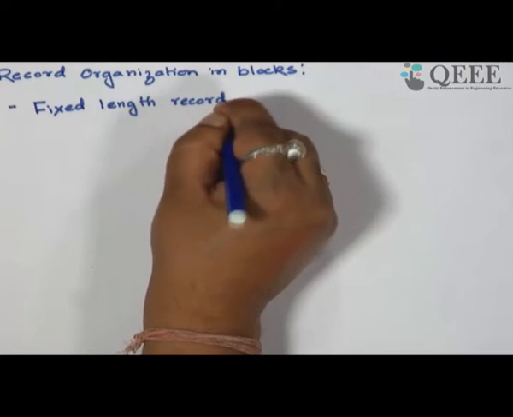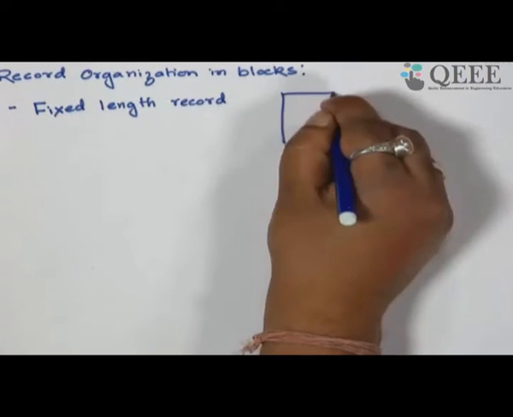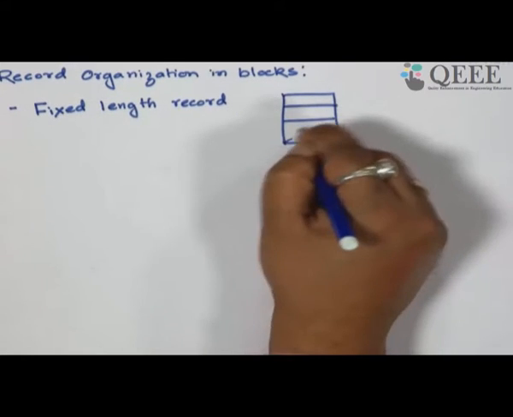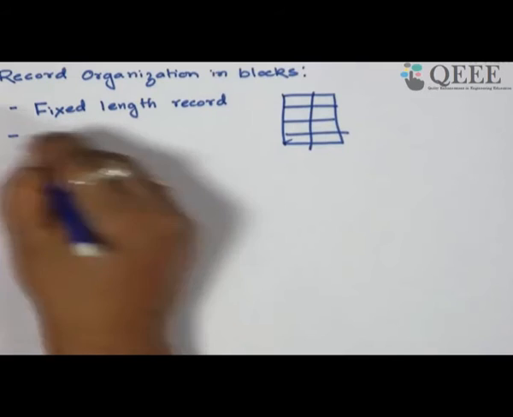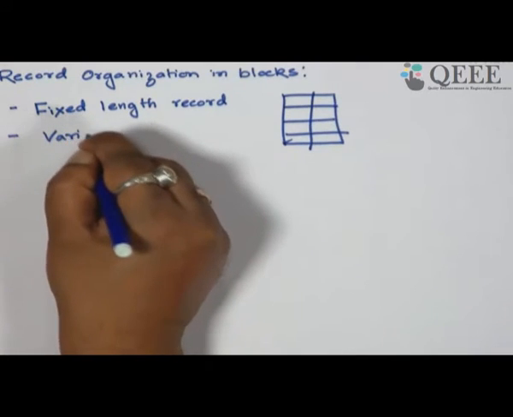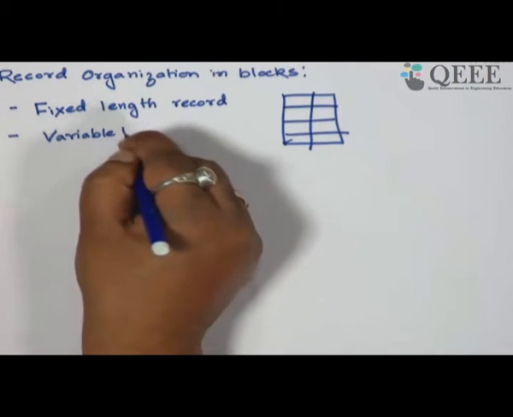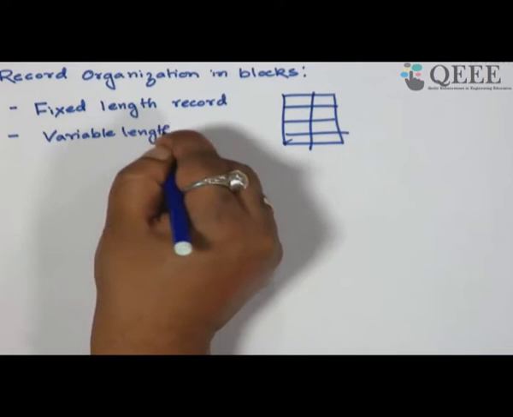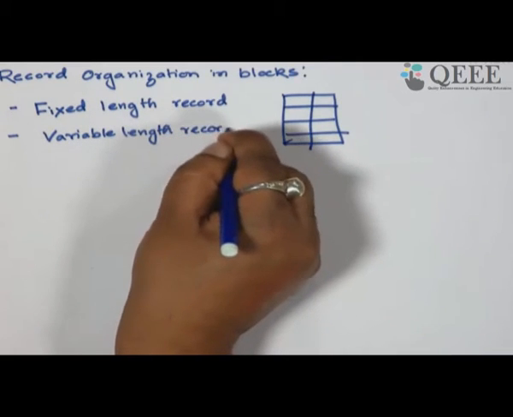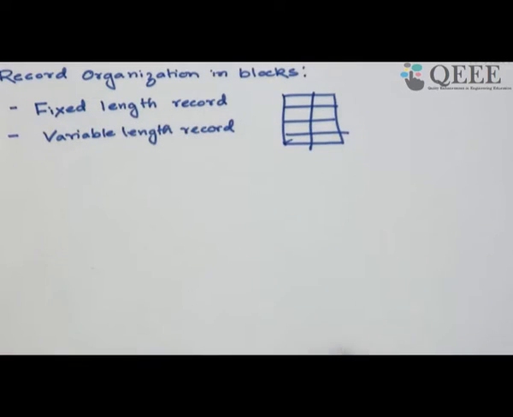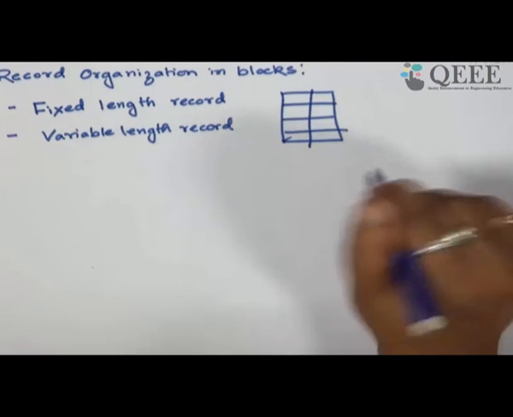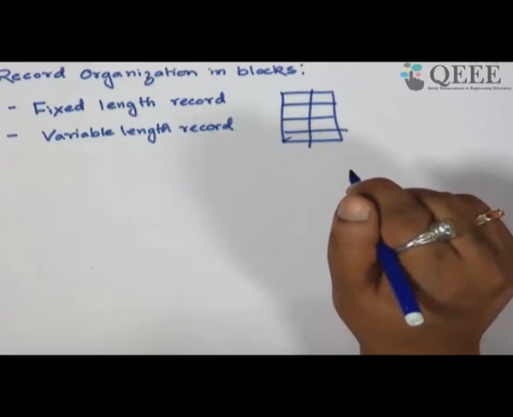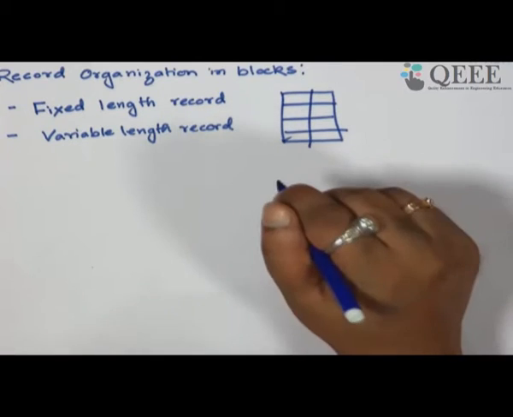Where every row has the same number of bytes. Every row in a table has the same number of bytes. Another is a variable length record, where each row has a different number of bytes. How do variable length records appear? They do in the following way.